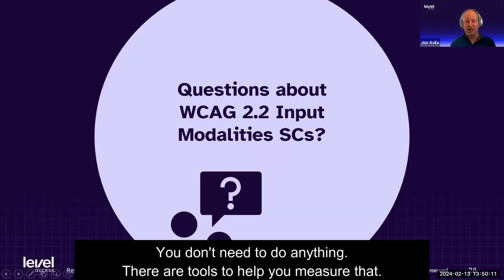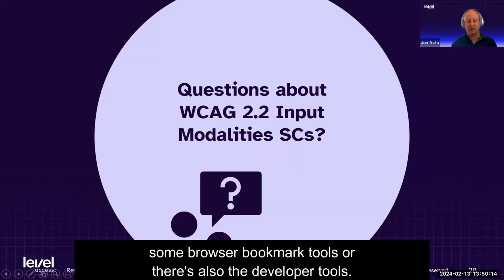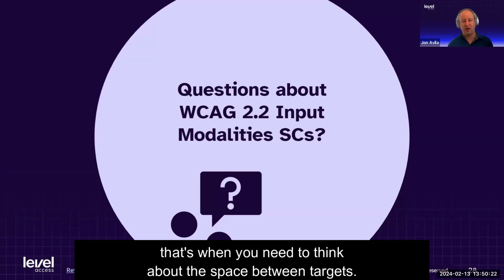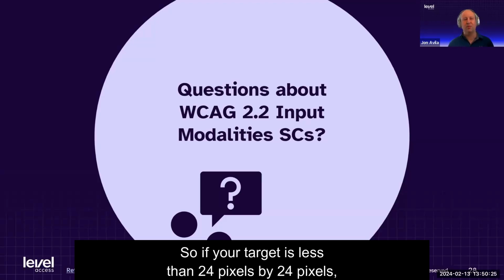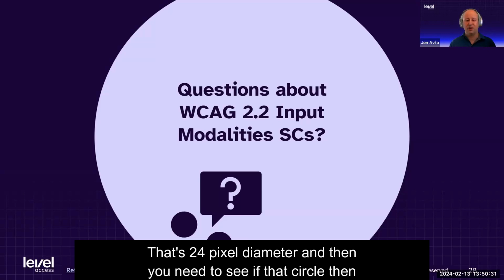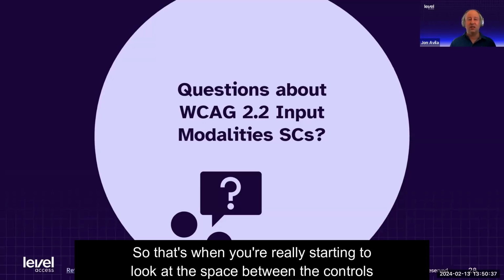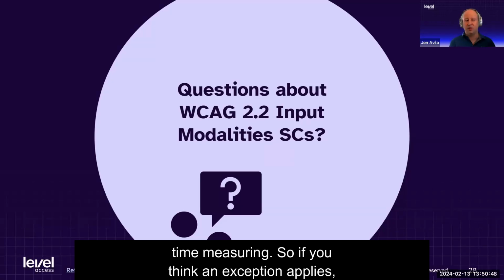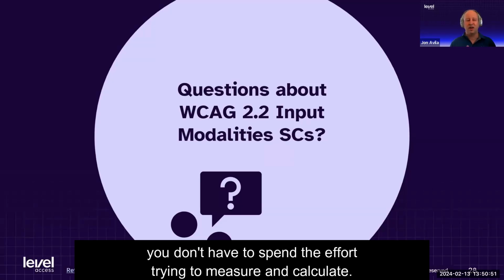There are tools to help you measure that. There are some favorites and browser bookmark tools, or there are also the developer tools. If you have smaller targets, that's when you need to think about the space between targets. So if your target is less than 24 pixels by 24 pixels, that's when you need to draw that imaginary circle that's 24 pixel diameter, and then you need to see if that circle intersects other targets. So that's when you're really starting to look at the space between the controls. And then always think about your exceptions. It's always good to rule out your exceptions first before you spend a lot of time measuring. So if you think an exception applies, you don't have to spend the effort trying to measure and calculate.